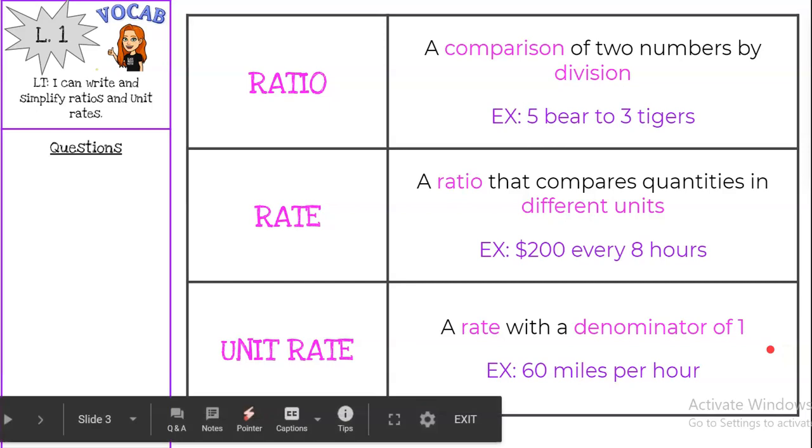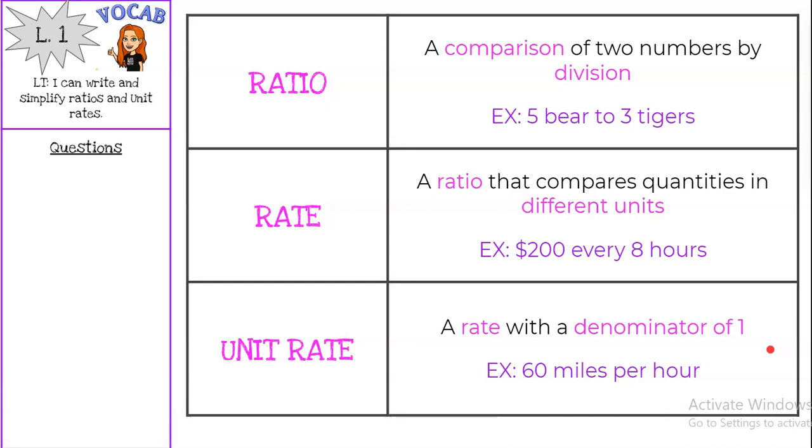A ratio is a comparison of two numbers by division. We talked about this on Tuesday, but an example could be 5 bears to 3 tigers. And we can also write ratios as fractions and in the ratio form of 5:3, which we read 5 to 3.